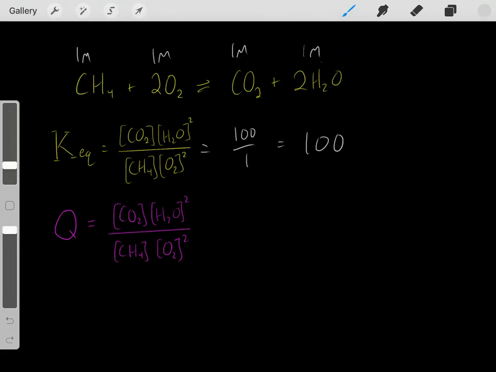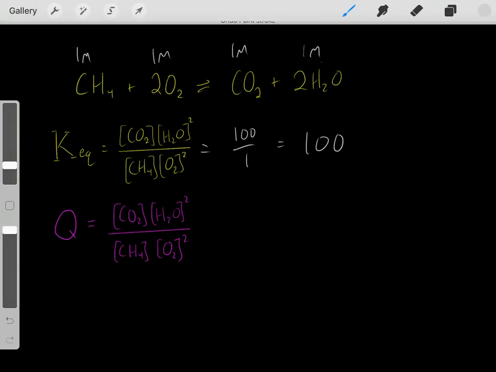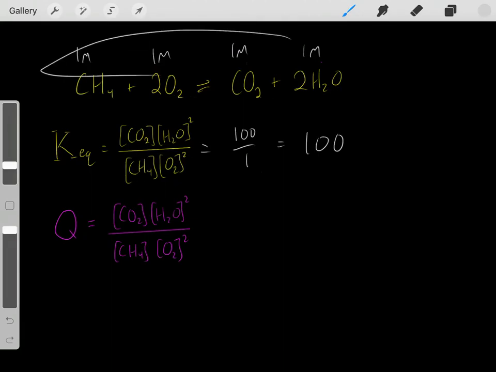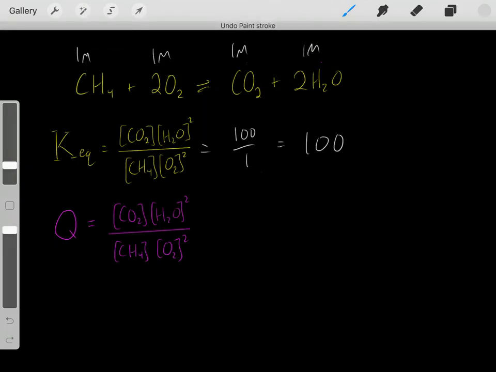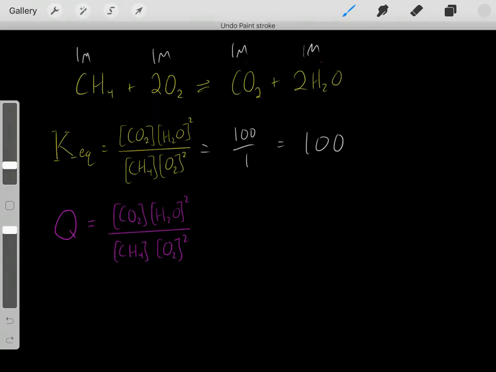We're not at equilibrium because we know when we're at equilibrium, we have relatively more products than reactants. So if we have 1 molar of all reactants and products, we're clearly not at equilibrium. So we have these current conditions, these prevailing conditions. When using the reaction quotient, you plug in these current conditions.